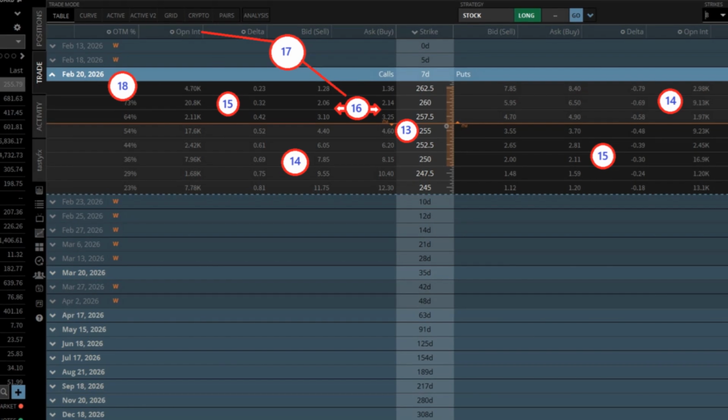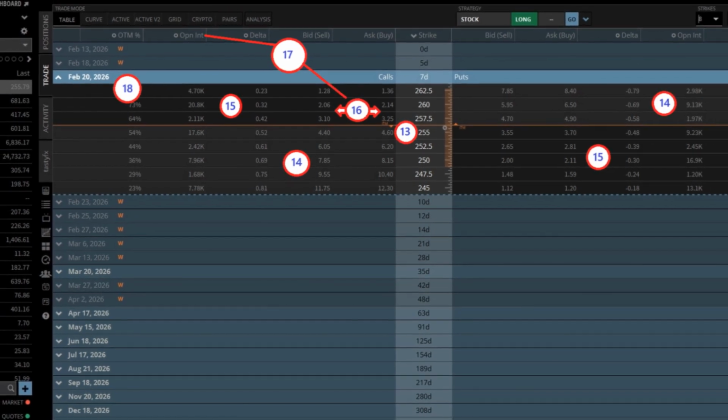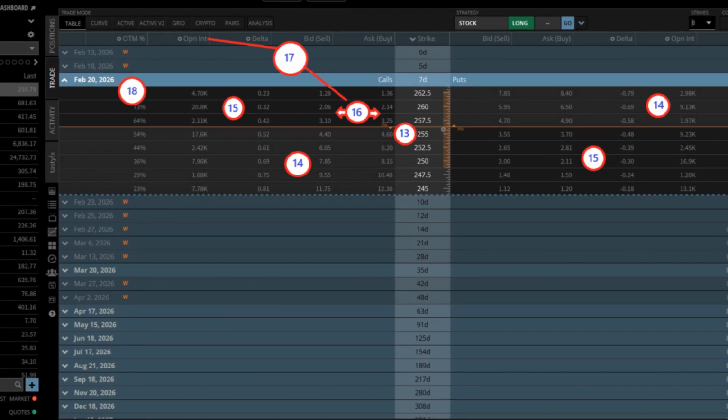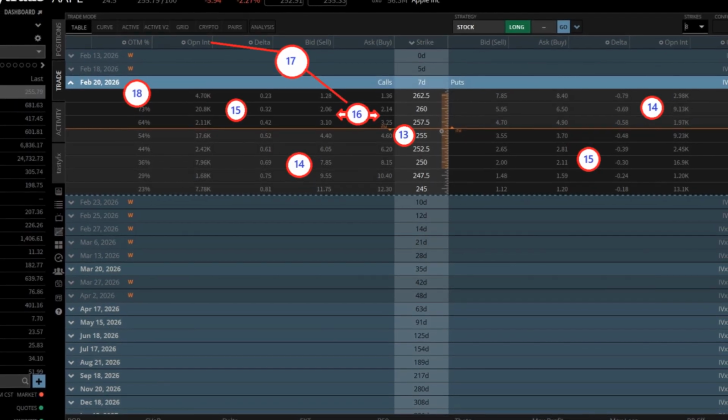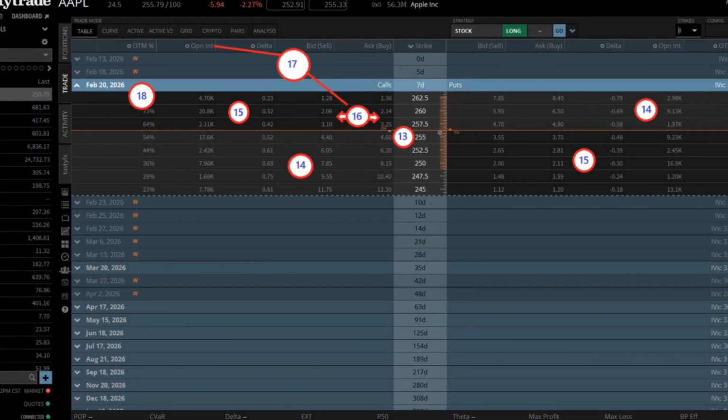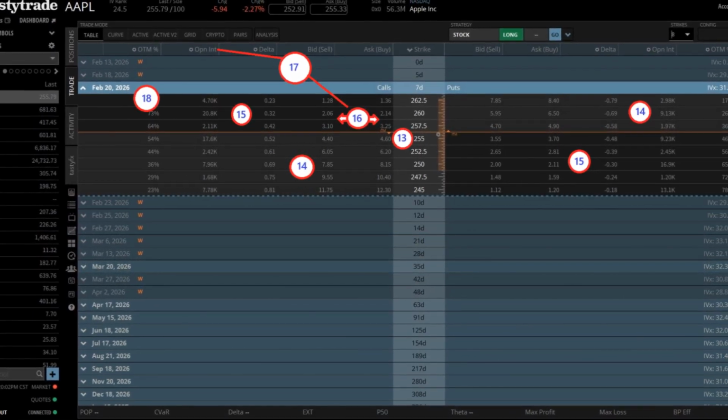18. Strike. The highlighted strike, your selection line. This is the row you are about to click to enter your trade. This final step brings together direction, speed, cost, and probability. This is your actual position.